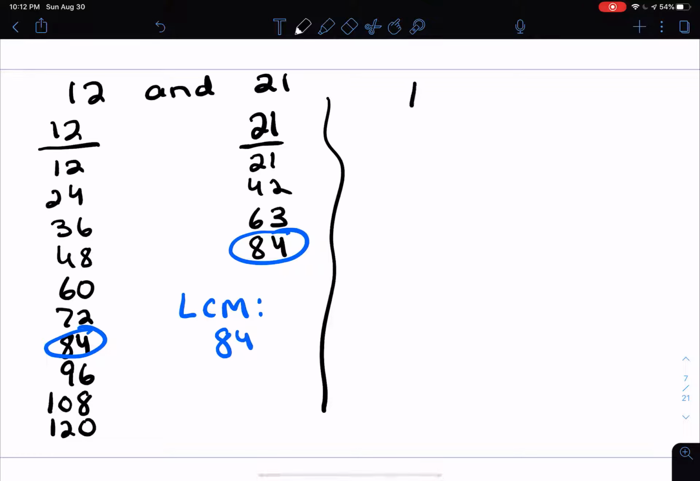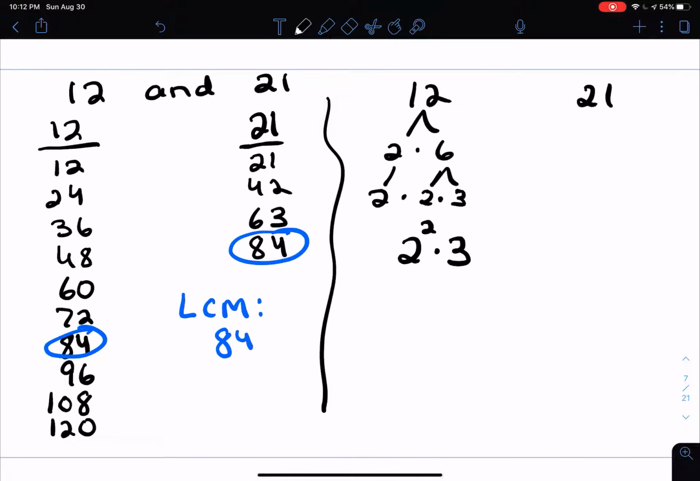Okay, so let me write 12 and 21 again. 12, I'm going to break it down to 2 times 6. 6, I'm going to break down to 2 times 3. So I have 2 squared times 3. 21, I'm going to break down to 3 times 7.